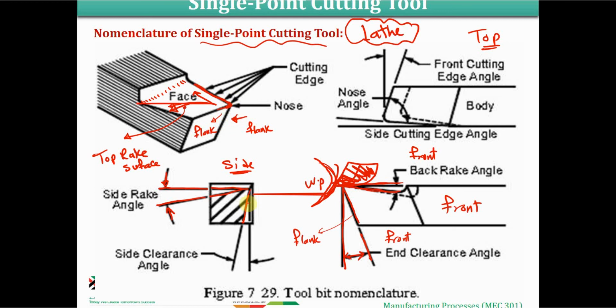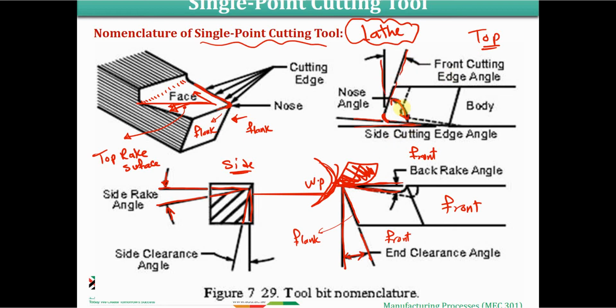From the side here, it is not vertical like in this way, and instead it is inclined with an angle. This is the side clearance angle. Even from the top view, we'd have some angles here. This is definitely gonna be the side cutting edge angle, and this is the nose angle, because this is the nose itself, and you're gonna have here another angle which is the front cutting edge angle.